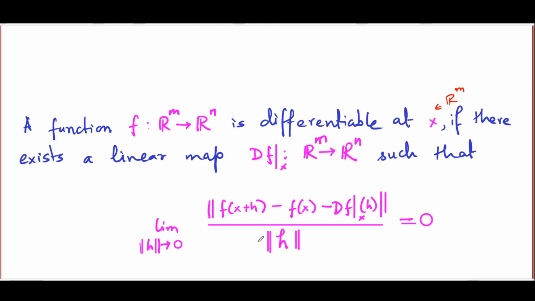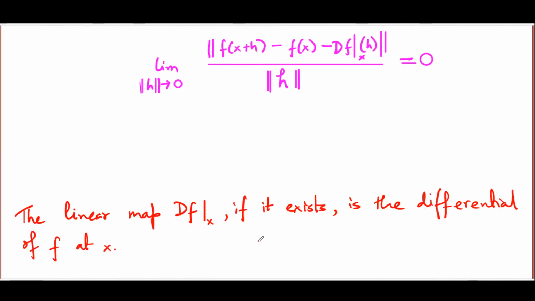And this is the generalization to the statement that a small enough piece of a curve looks like a straight line. In higher dimension, it would be a small enough piece of any surface, as long as the surface is smooth, looks like a plane or a hyperplane, if you're talking even higher dimensional surfaces. The linear map df at x, if it exists, is called the differential of f at x.